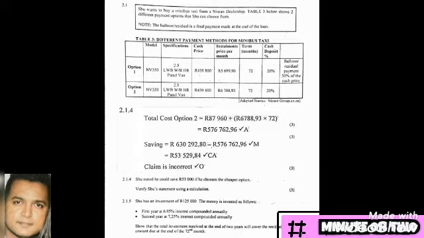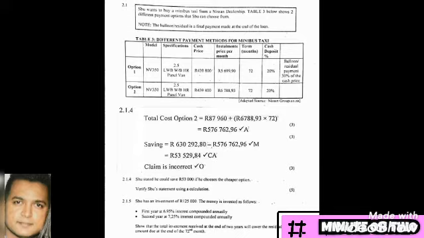Now remember, in 2.1.3 we worked out an amount of 630,292 Rand and 80 cents. So we see that we need to establish a difference between these. So we take the bigger amount, which is from option 1, minus the smaller amount, which is from option 2, which we've just worked out, and our difference will be 53,529 Rand and 84 cents.